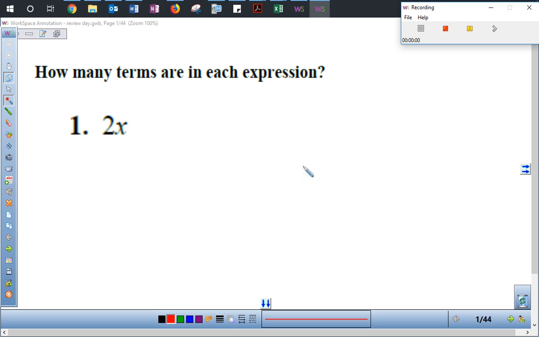What's going to happen is I'm going to give you a chance to do the problem, then we're going to go over it together. So there's going to be a lot of pausing on these videos. So first of all, on 1 through 4, it says how many terms are in each expression. So pause the video, complete this problem.